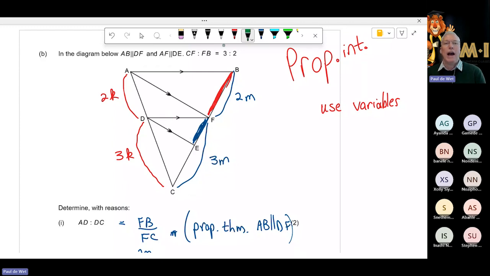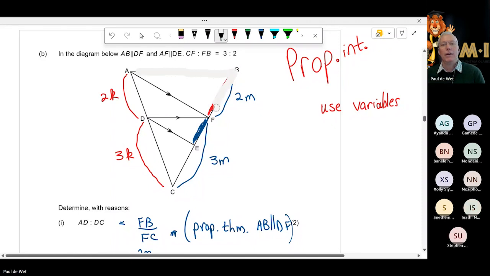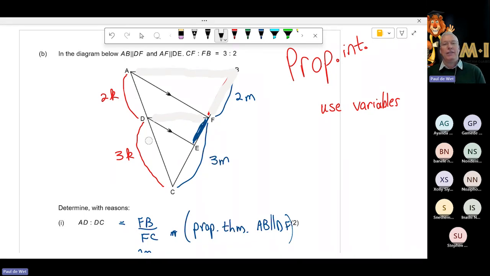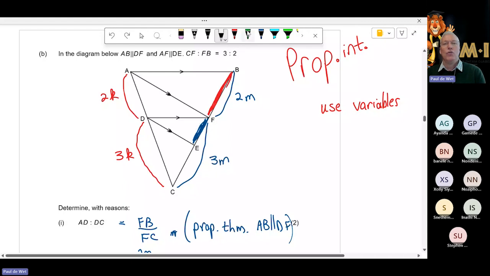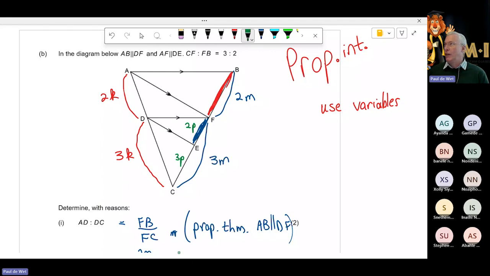So what I'm going to do, and I know you can't do this in an exam, I'm going to block that out. And I'm going to block that out. Do you see the parallel lines that we've got now? Now the learner just said AD to DC, which we know is 2:3, is actually going to be the same as FE to EC. So what we know is that this is also 2 as to 3, and notice I'm using another variable now. It's 2 as to 3 because of the proportional intercept theorem.